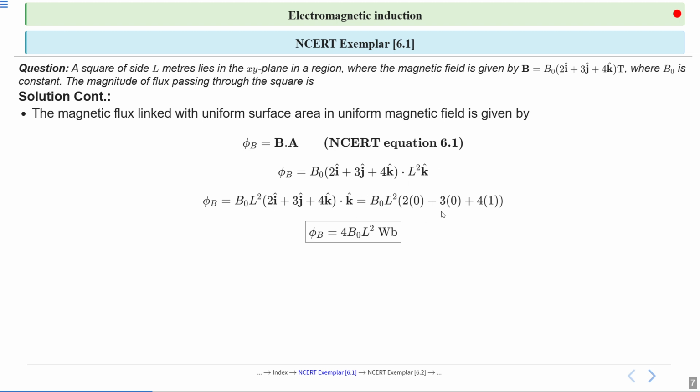So taking the dot product, it will result in 4. So phi b equals 4 B naught L square Weber. So option C is the correct option.